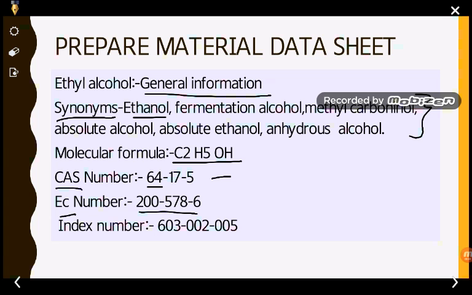Next is the index number. So we have to prepare the material data sheet of the alcohol, in which we find the first step, that is the general information. We have already prepared the general information by means of synonyms, by including the molecular formula, the CAS registry number, the EC European Committee number, and the index number.